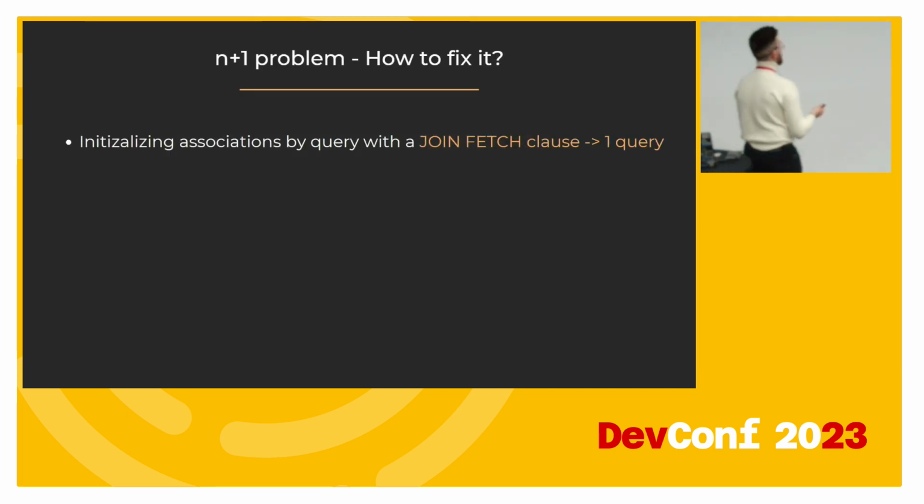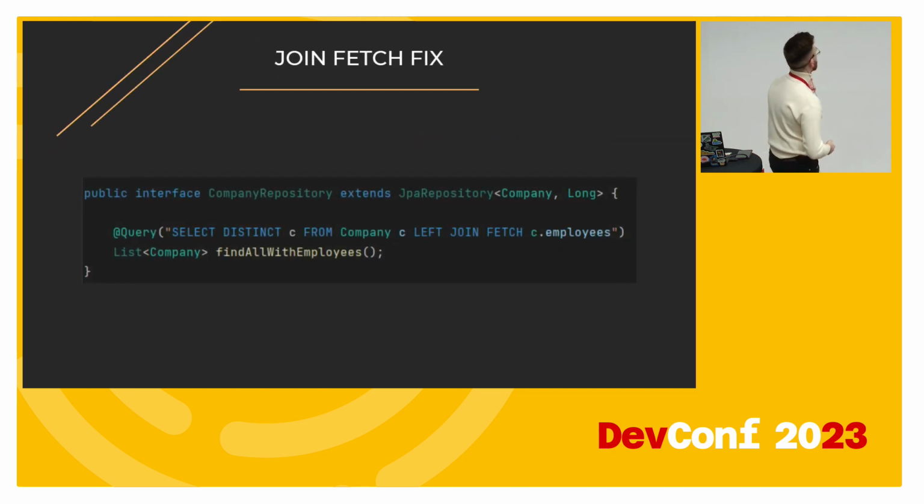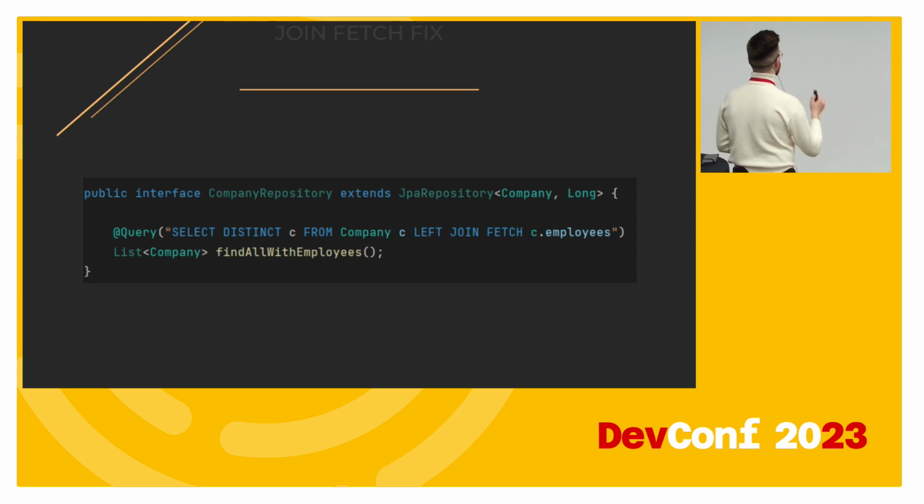Okay, how to fix it? We may need a join fetch clause, so a query that will download the whole entity with nested entities at once. For example, here we have a query done on the method, and we have a left join here on the company, and we are fetching the employees. So we are just fetching by join. It has its own problems, but let's go further.